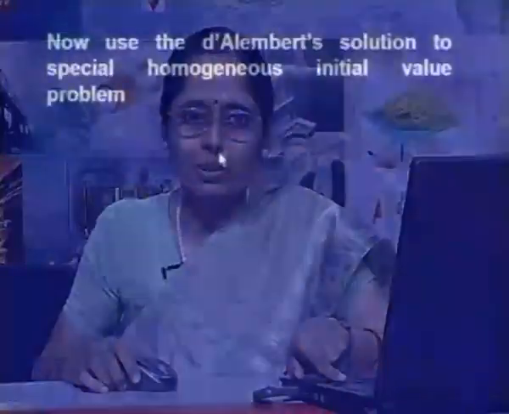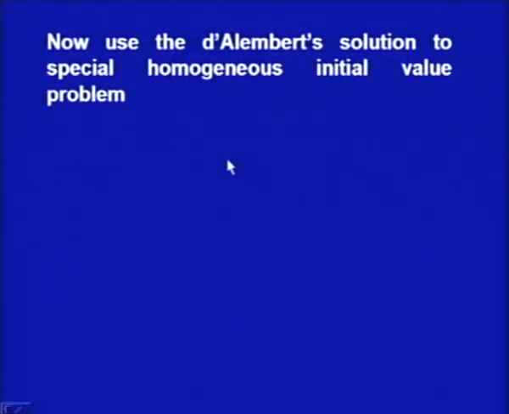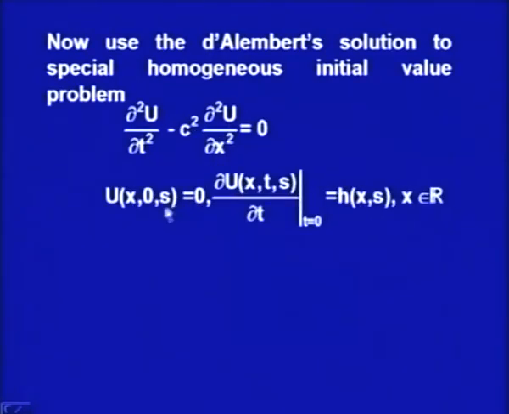To find the solution of that special homogeneous problem, we will use the D'Alembert solution, because that is only an initial value problem, and for an initial value problem D'Alembert's solution is a nicer and more elegant way of finding the solution. So we have the homogeneous wave equation del 2 u over del t 2 minus c squared del 2 u over del x 2 equal to 0, with initial conditions U(x,0,s) is 0 and U_t(x,0,s) is h(x,s) for all x belonging to R, on the whole real line with t positive.